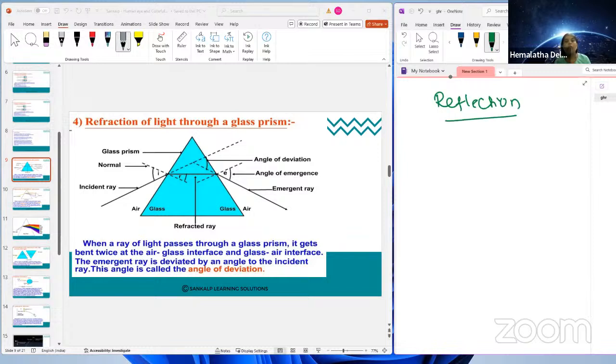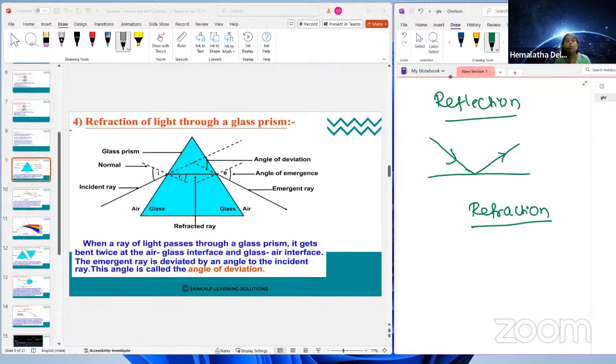What do you mean by reflection? Whenever a light ray enters into the boundary or smooth surface, it bounces back. It comes to the original medium. That is known as reflection. Next, you studied one more phenomenon, that is refraction of light.